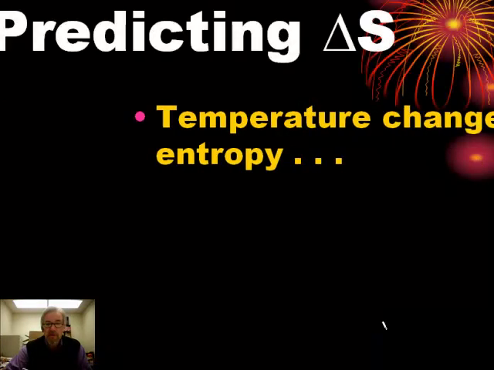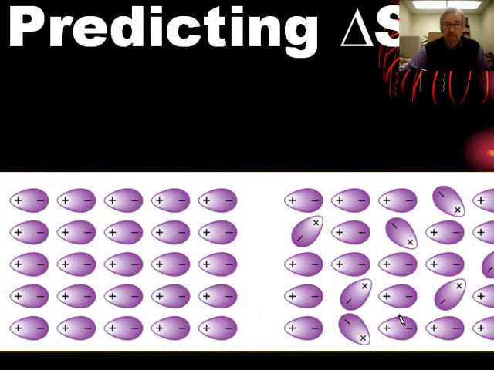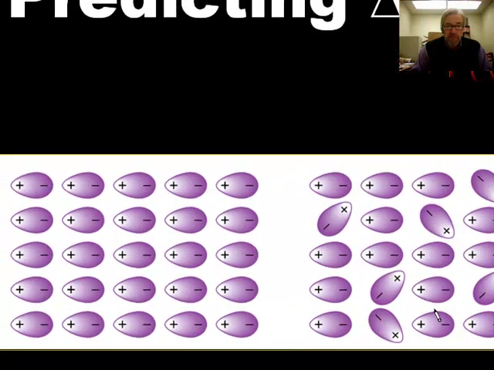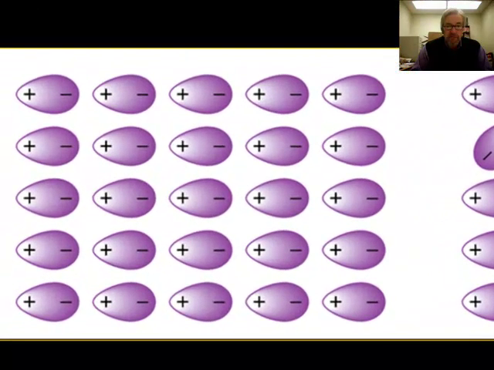Temperature change affects entropy as well. Think about these two systems. This is a molecular dipole. On the left-hand side, it's at low temperature, and so the dipole-dipole interactions are keeping these things organized so that they're lined up in a pretty strict order here. So this would be like a solid, kind of.